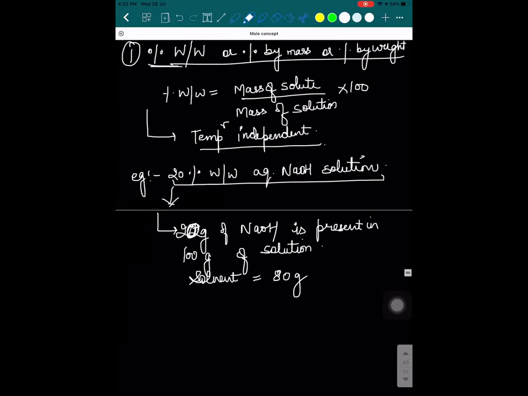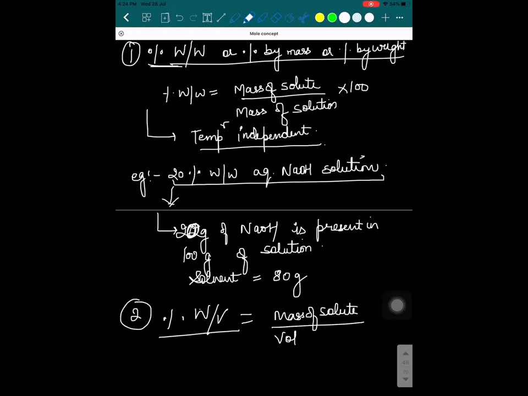Similarly, there is another concentration term, percentage weight by volume. Initially it was percentage weight by weight. Now it is weight by volume. It is mass of solute by volume of solution, into 100. Volume of solution is taken in ml, and mass of solute is taken in gram.